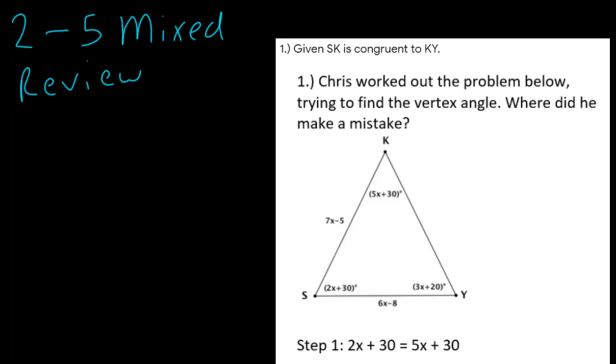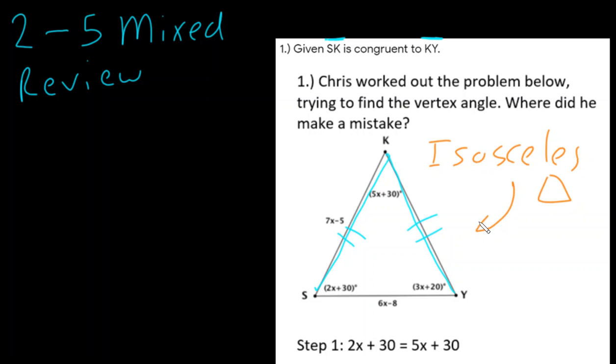Alright, and welcome to our 2-5 mixed review. Now, number 1 says this: given SK is congruent to KY. And I couldn't edit this in, but there should be line segments above those. So when we say that SK is congruent to KY, what are we really saying here? We're saying that we have two congruent sides, so this must be an isosceles triangle.